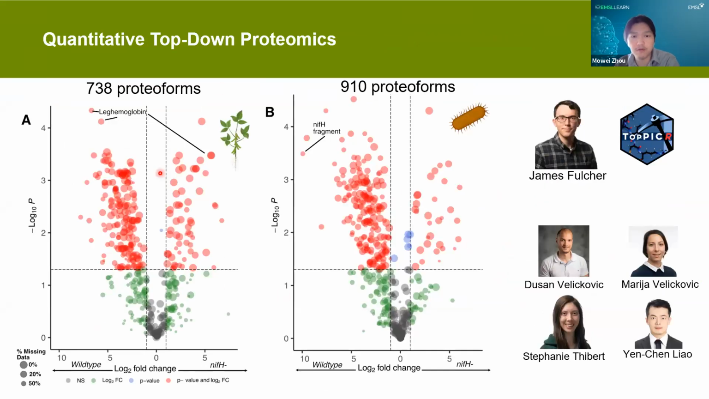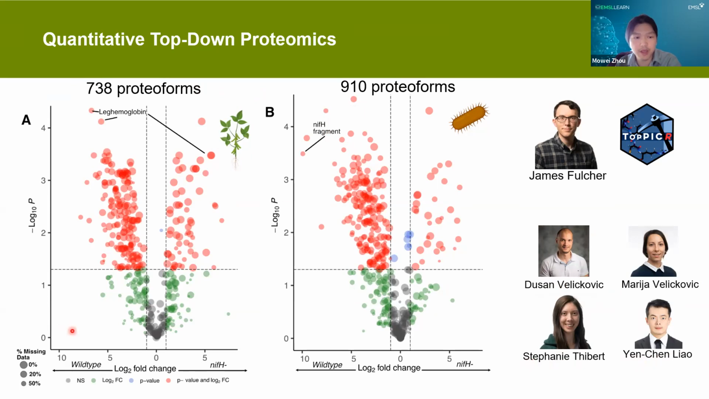This is an overview of the volcano plot to summarize the quantitative top-down proteomics results. I really want to thank James Fulcher, who has been instrumental in doing all those data analyses in a very automated manner with his TopPICR package. So we can easily do some clustering to quantify the proteoforms among the samples. For this study, we have 5 biological replicates for the wild type and also the mutant. Also Dushan and Maria were really helpful in preparing the samples, and Stephanie and Yan Chen helped with the shotgun proteomics analysis.